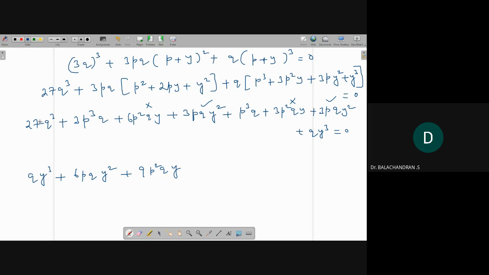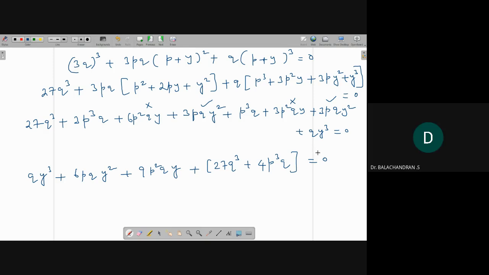This is the constant term. 1, 2, 3, 4 terms are constant terms: 27q cube, and then 3pq. Here I have pq, so 4pq q. Okay, that's all, I think so. Please check it. Suppose if I made any mistake, please point out quickly. Correct, sir.